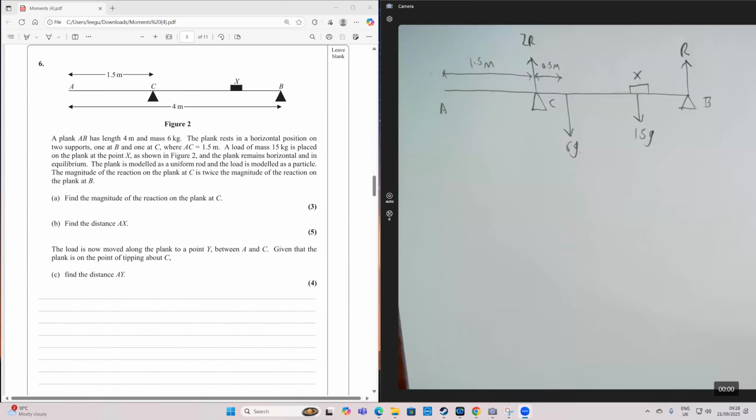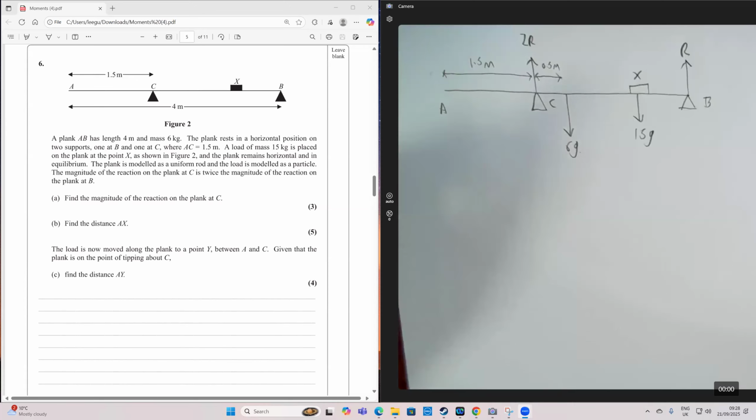The plank is modelled as a uniform rod and the load is modelled as a particle. The magnitude of the reaction on the plank at C is twice the magnitude of the reaction at B. Find the magnitude of the reaction on the plank at C.